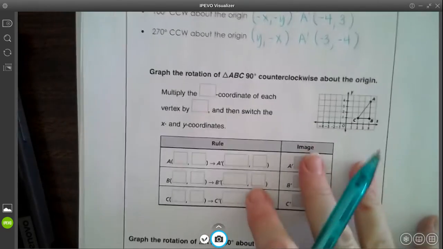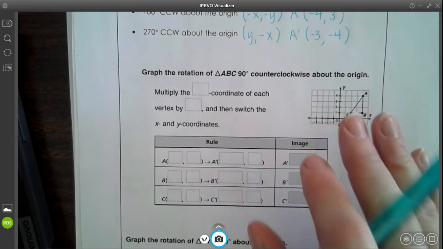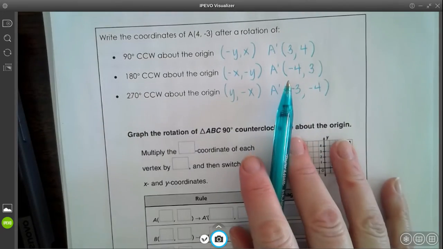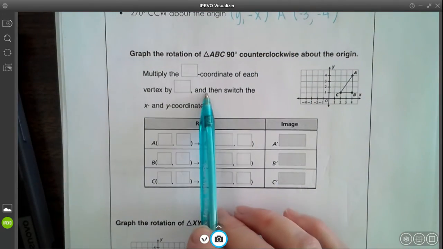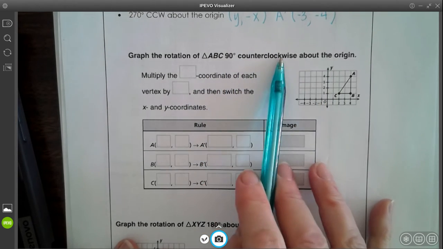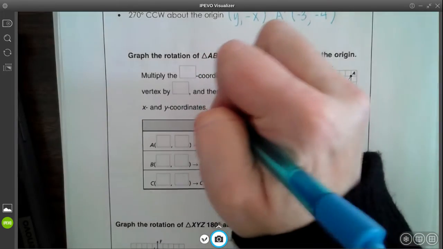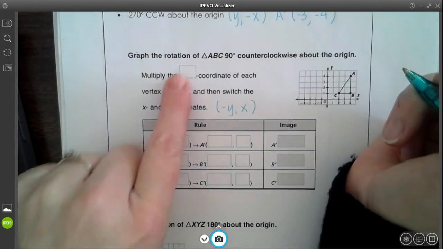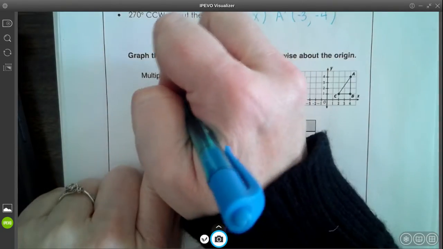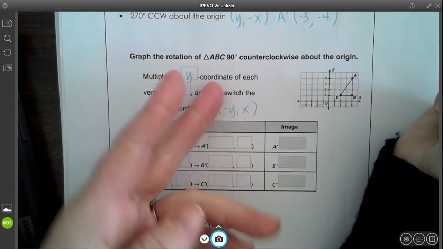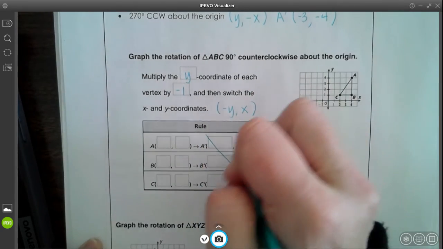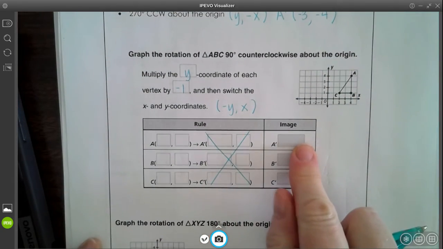With rotations, graphing it is not going to be as easy as reflections. It's just figuring it out on the graph. So I recommend that you use the rules every time. When we do a 90-degree rotation, the rule for a 90-degree counterclockwise rotation is the opposite of y and then the x. So here it's saying multiply the y coordinate of each vertex by -1, and then we're switching the x and the y coordinates around, basically. Okay, I'm not going to try to apply that rule here. I'm just going to use this to write my coordinates.